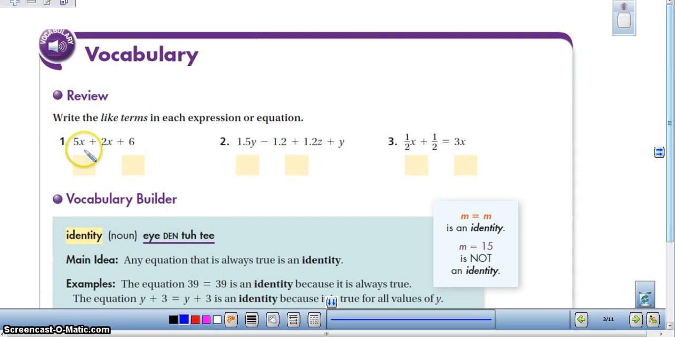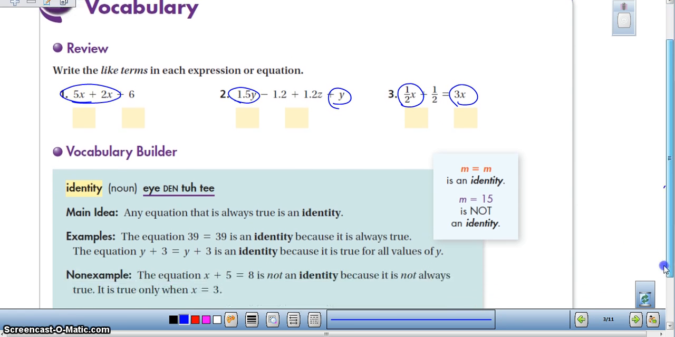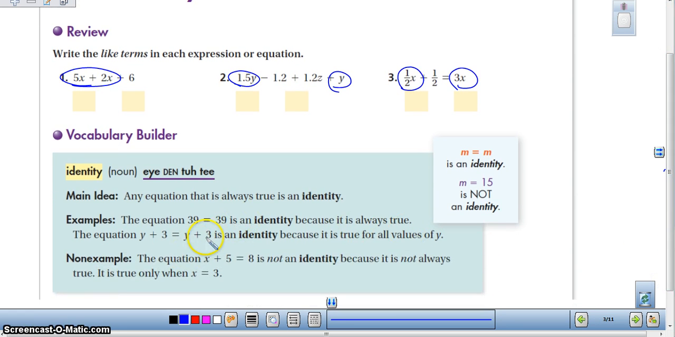Some of the things we're looking at here are like terms. When we add our like terms, here our like terms are the y terms. And here, if we are looking at like terms in each expression or equation, these would be our like terms. One of the things we're going to be asked to do as we are solving the problems is get all of our like terms on one side, and add like terms.